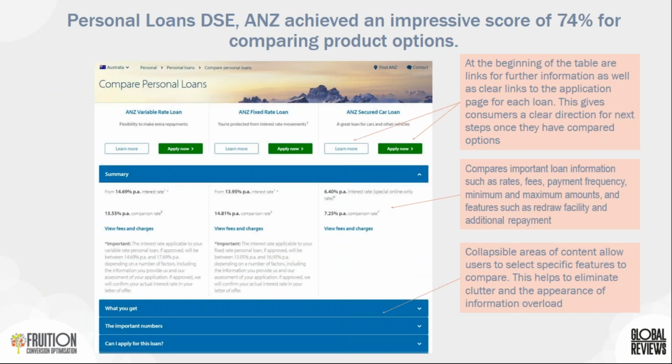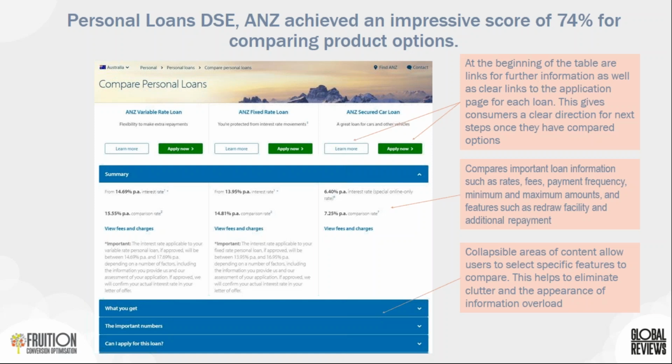So from personal loans, in our DSE study, which is our digital sales effectiveness study, ANZ achieved an impressive score of 74% for comparing product options. So we can see at the beginning of the table there are links for further information as well as a clear application page. It compares important loan information such as rates, fees, payment frequency.